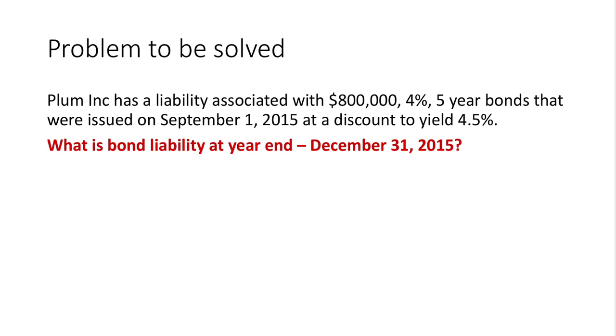So we're going to look at some problems, and this is pretty straightforward. We've got Plum Inc. They have a liability associated with an $800,000 4% 5-year bond. We're told the date it was issued and that it yields 4.5%. So the question then is, what's the liability at the year end, December 31st, 2015?